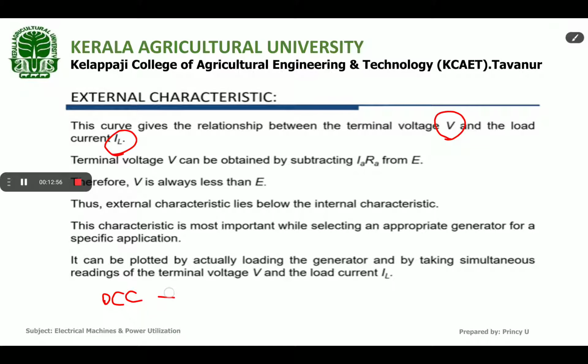OCC എന്ന് പറയുന്നത് നമ്മൾ നോ ലോഡ് കണ്ടീഷനിലാണ്. There is no load. അവിടുത്തെ കണ്ടീഷൻ എന്ന് പറഞ്ഞാൽ റേറ്റഡ് കോൺസ്റ്റന്റ് സ്പീഡിലായിരിക്കണം. സ്പീഡ് എന്ന് പറയുന്നത് കോൺസ്റ്റന്റ് ആയിരിക്കണം. Then we increase the field excitation from zero to a particular value. So ഒരു സീറോ ഒന്ന് ഇൻക്രീസ് ചെയ്ത് ഇങ്ങനെ വരുമ്പോൾ ഈ ഒരു മാഗ്നറ്റൈസേഷൻ കർവ് പോലെ ഒരു കർവാണ് OCC കിട്ടുക.